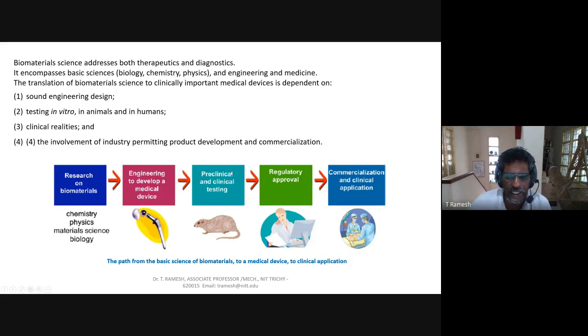Preclinical and clinical testing are to be conducted, and then regulatory approval is required from the appropriate authority. Then commercialization and clinical application is the end of the path. It starts from research and ends with a commercial product. Now, we are not developing many clinical applications; the products are still imported from outside the country.